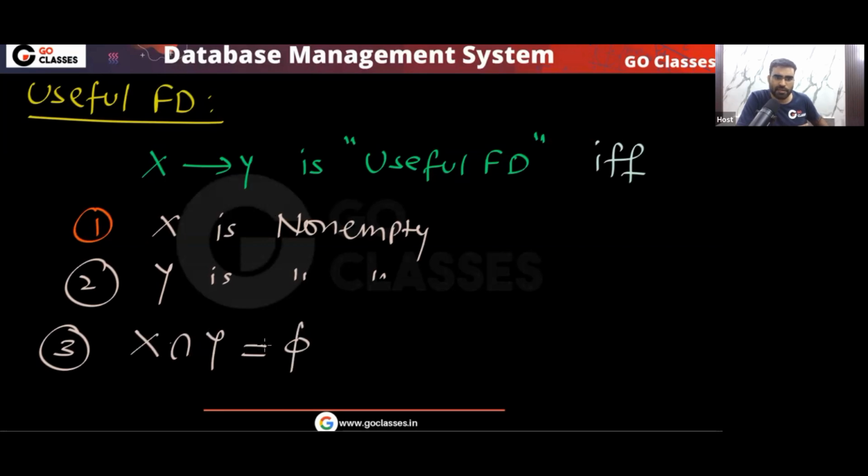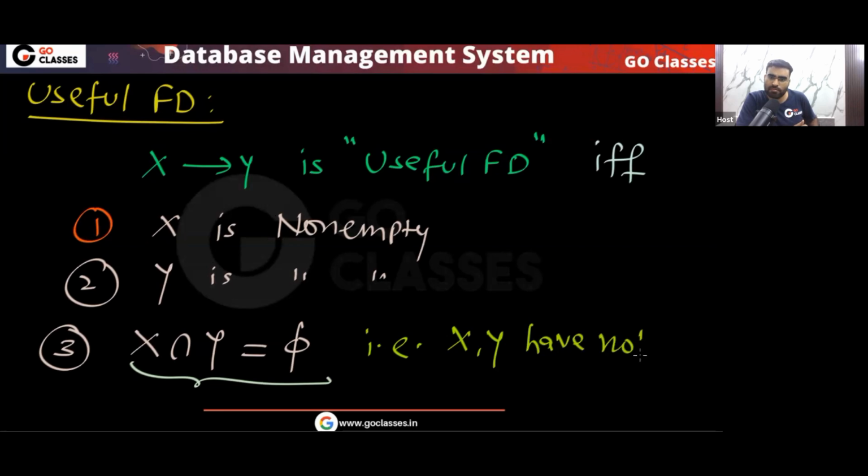What does it mean? It means there is nothing common. X, Y, they have nothing common. Remember, it means X, Y have no attribute common. Nothing in common. So this type of FD is called a useful FD.